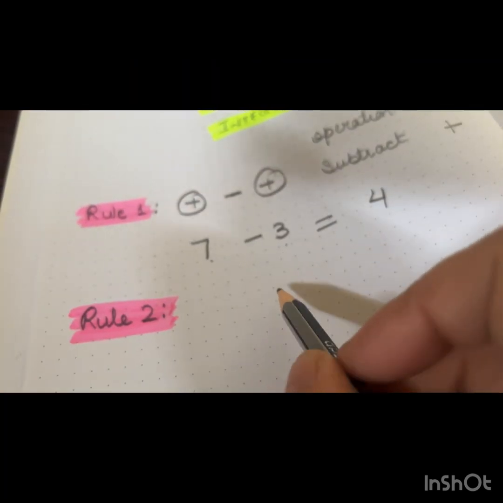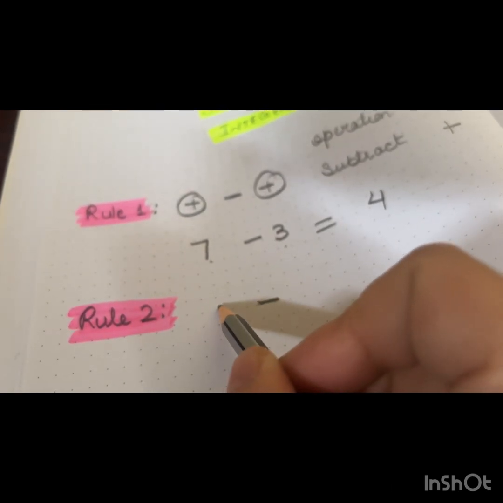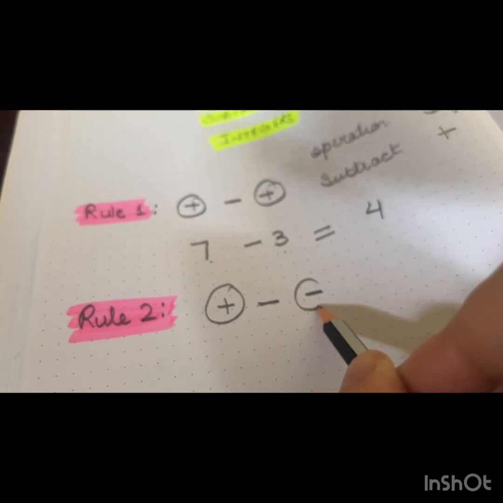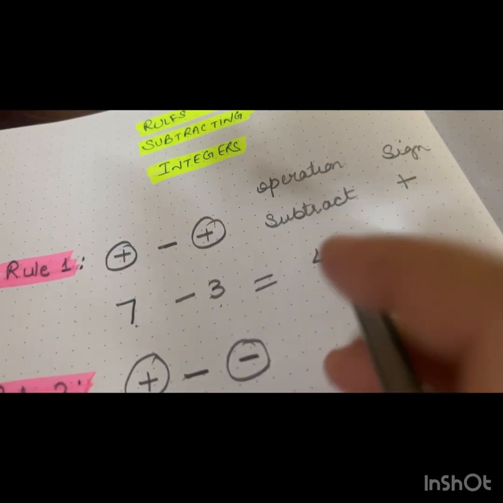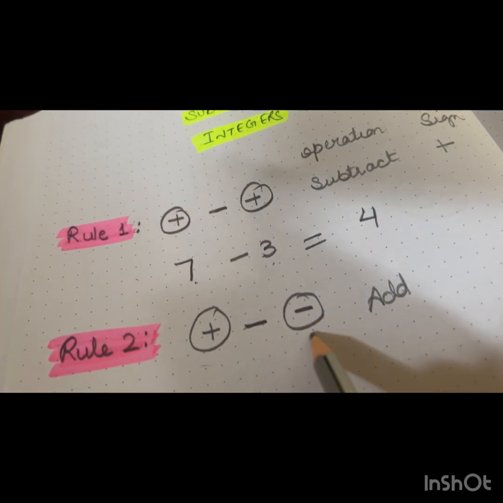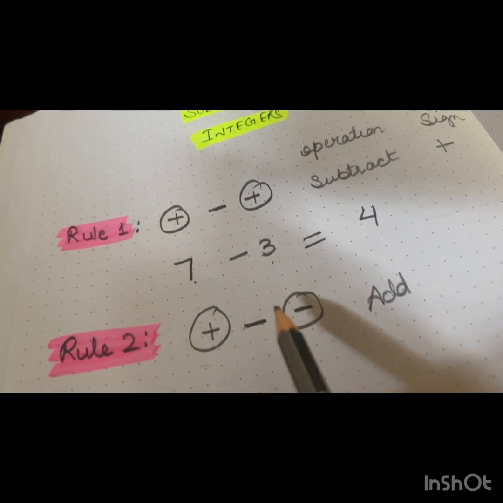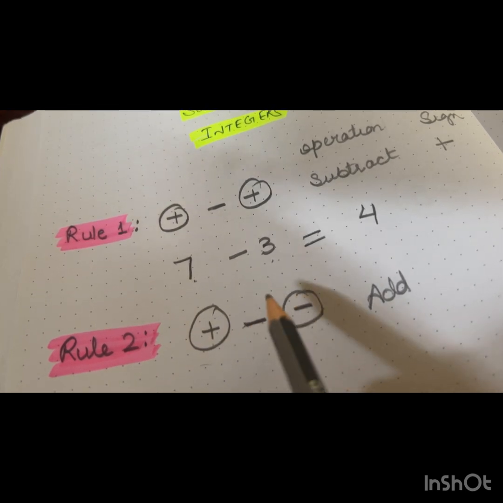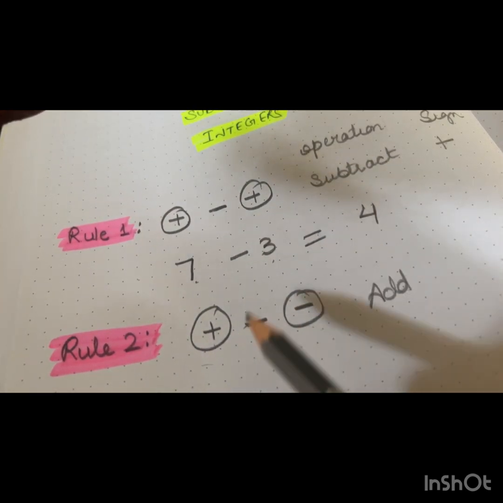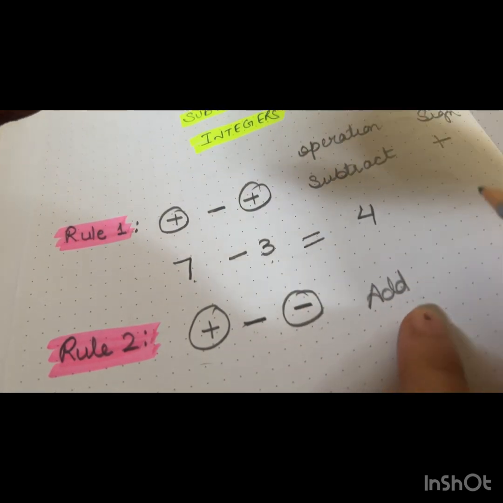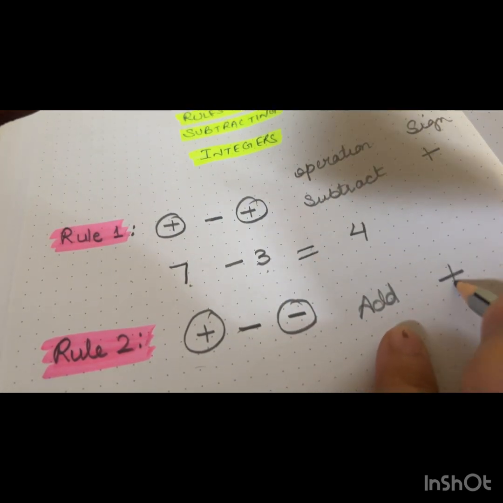Rule number 2 is if we are subtracting one positive integer and one negative integer, we are going to add them. If the equation is like this, that one integer is positive and one is negative and the sign here is negative, it means we have to subtract, but what we are going to do is add them. We are not going to subtract them. We are going to add them, and the sign we apply here will be positive.